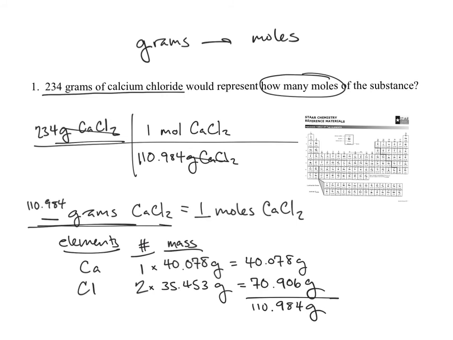Grams and grams will cancel. We're left in just moles. So you do 234 times 1 divided by 110.984. I can't do that one in my head, so I've got to pull out the calculator. 234 times 1 divided by 110.984 gives you 2.108, and that is in moles of calcium chloride.